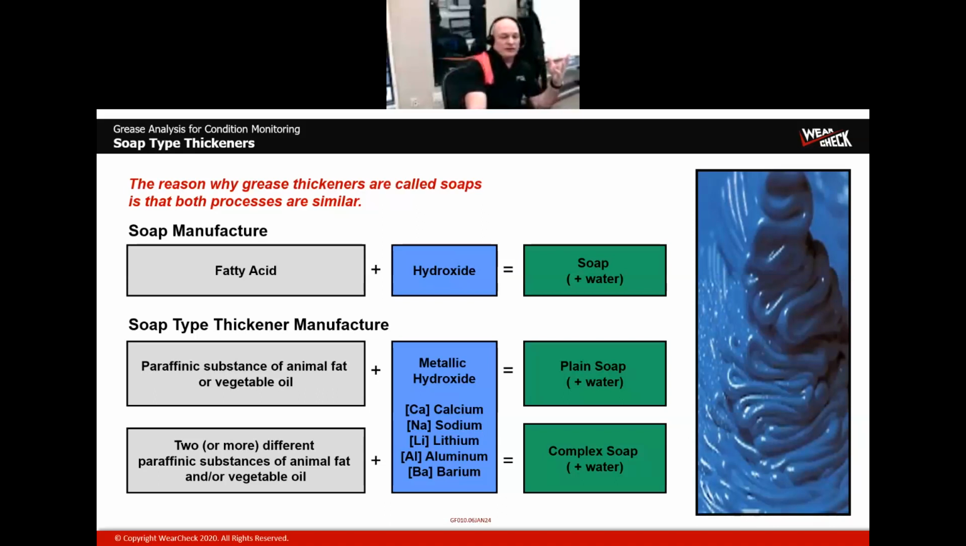point of a grease itself is that the thickener is there to keep that lubricant in place. And so we apply the grease to a bearing and it's not going to move out of there, and then the lubricant is going to come out of the grease and do the actual job of lubrication.